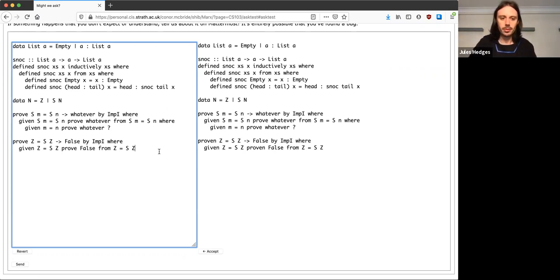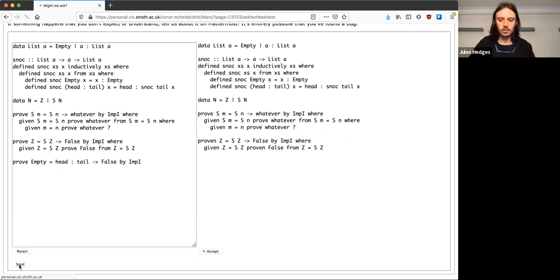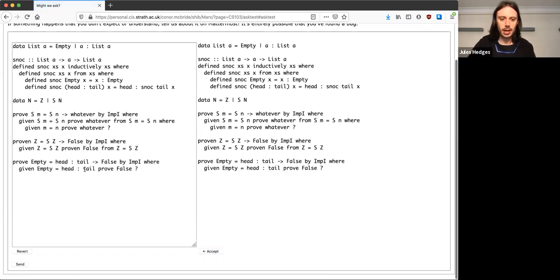So this trick also works for lists as well. So I could say that if you know that the empty list equals head cons tail, so this is also not possible because head cons tail always gives you a list that isn't empty. So here, the top constructor on the left-hand side is the empty constructor. The top constructor on the right-hand side is cons, this one. So I can do the same thing here. So now I can prove false from this equation. Ask will accept this. There we go.